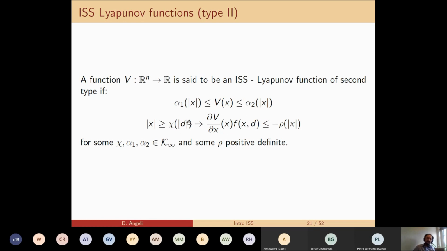So we only really ask for V to decrease whenever X is big with respect to D. Notice in particular, if D is 0, we are really asking this to happen for all X, but in general, we are asking an inequality only in a sector of the XD space somehow.